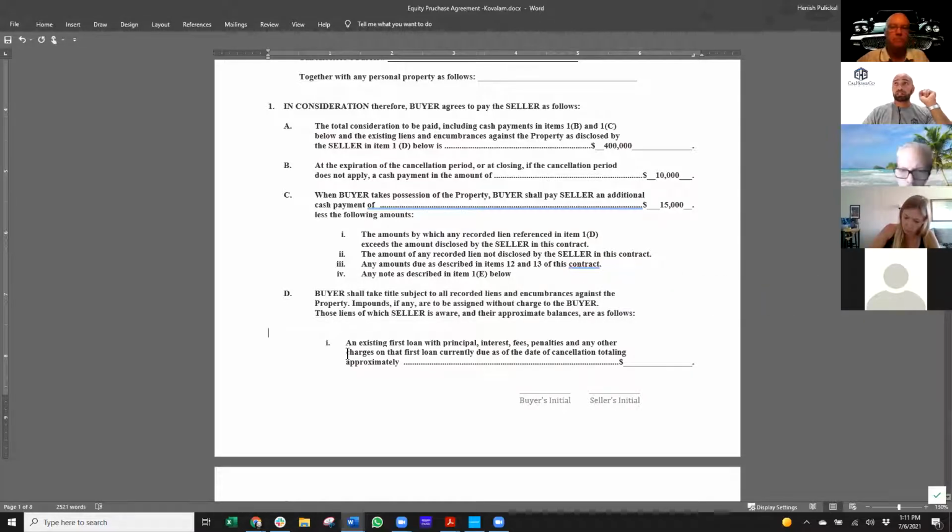Okay. So section D1, existing first loan with principal, interest, fees, penalties, and any other charges on the first loan currently due as of the date of cancellation, totaling approximately... So we'll make this kind of simple. Let's say it's just these two numbers minus each other. We're at $375,000 for a mortgage. Okay. It's typically the case that people only have one mortgage. Sometimes they have two. Rarely do they have three, but it's not impossible.